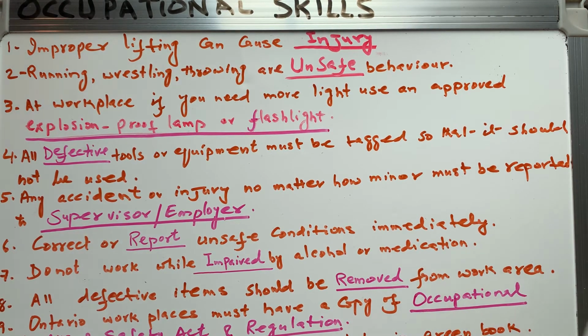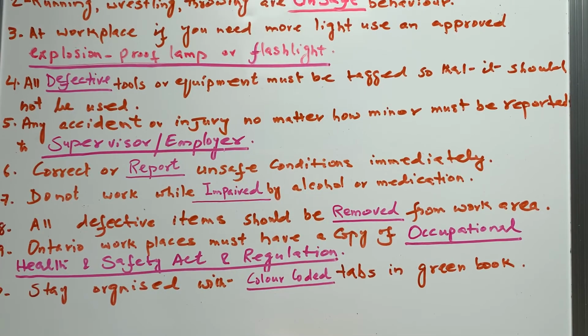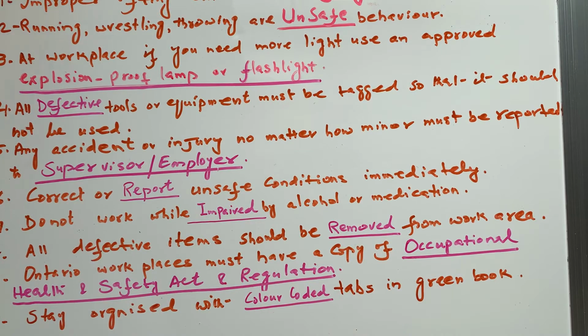work area. If it is defective, it's better to tag it, so in the first step, all defective equipment must be tagged. That is also fine, but then you have to remove it. So the next step is all defective items should be removed from the work area.